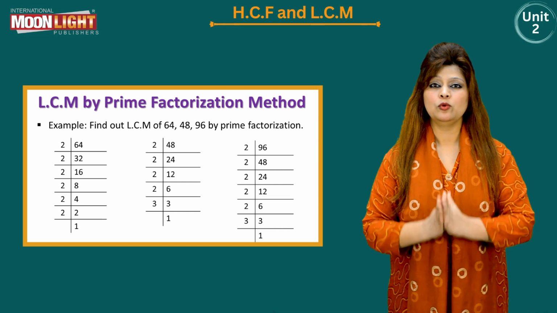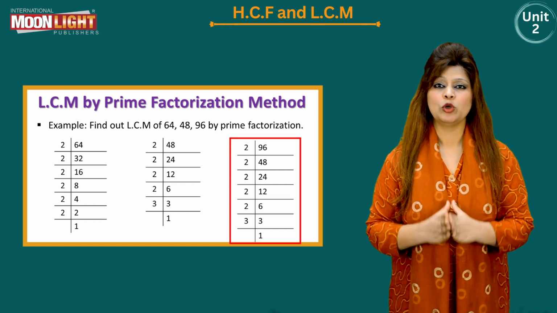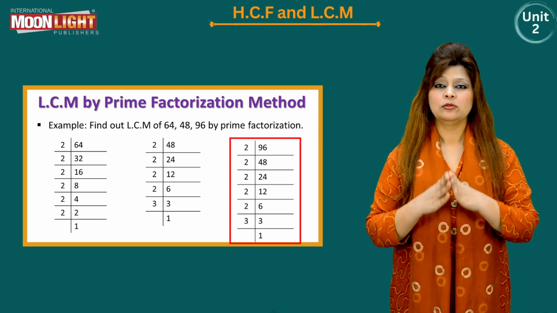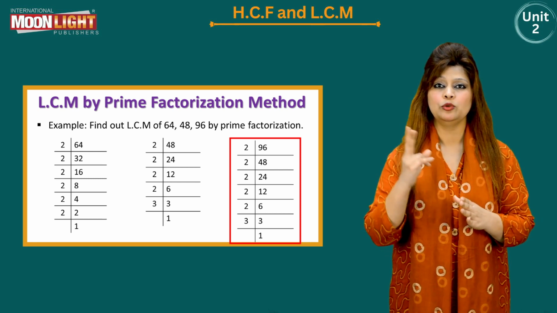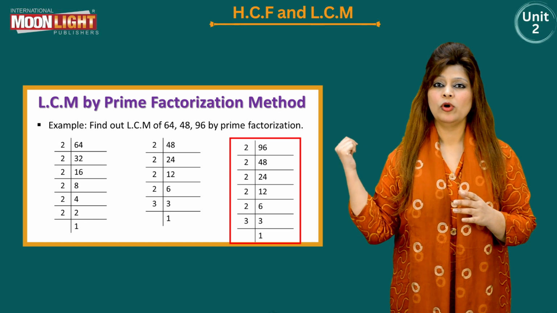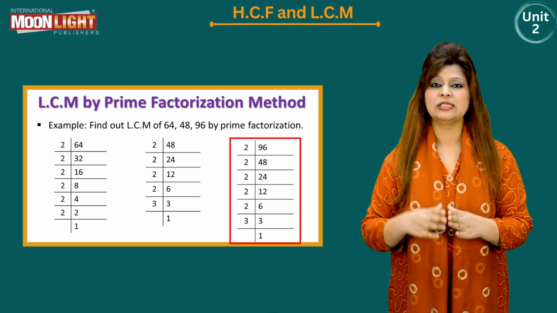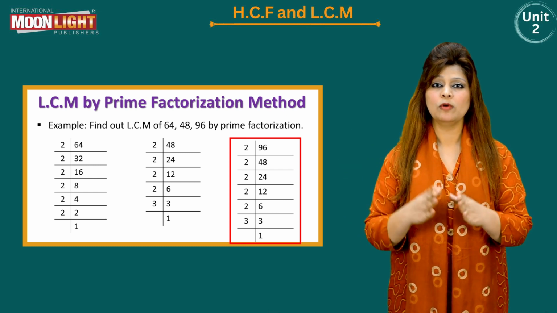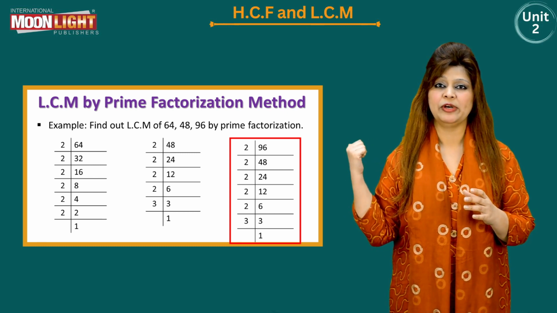Now I am going to find out the prime factorization of the number 96. So I will divide it by the number 2. 2 4s are 8 and now this is 16. 2 8s are 16. So we will write the number 48 over here.